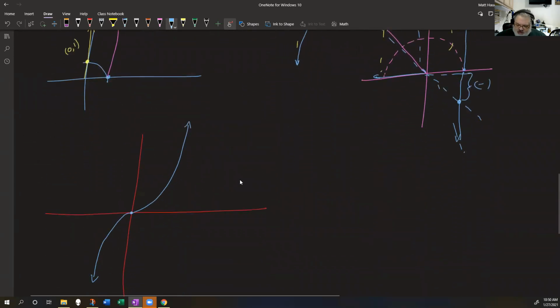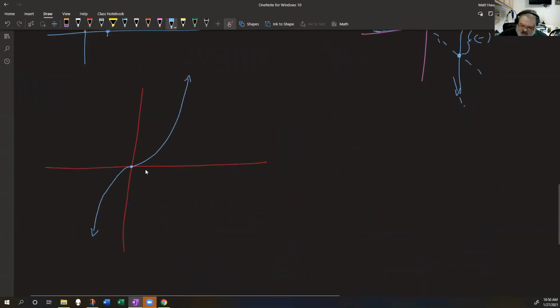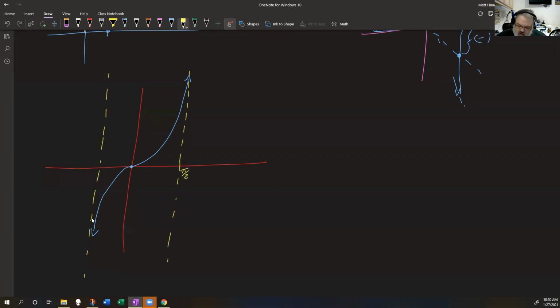So instead of drawing it broken up, it's often handy to draw it mirrored, or not quite mirrored, but centered across that y-axis with an asymptote at pi over 2 and the other asymptote, instead of being over here at 3 pi over 2, have it be over here at negative pi over 2. That seem reasonable so far?